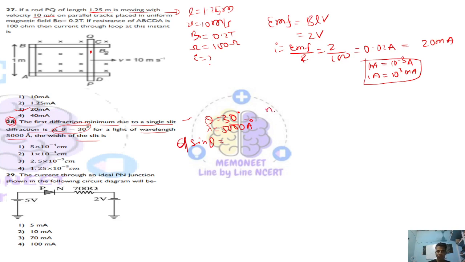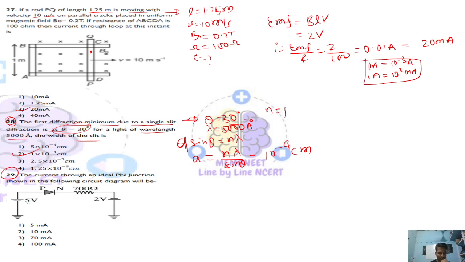For the first minimum, n is equal to 1, and lambda is given. From here you simply need to calculate a. It's n lambda upon sine theta, and when you put all the values and calculate it in centimeter, it will come out to be 10 to the power minus 4 centimeter. That is option number second. It's a simple question, there is no need to worry about it. So, moving to the next question.